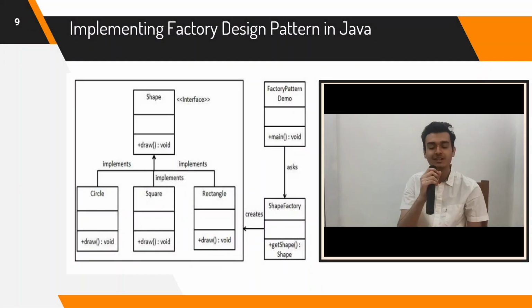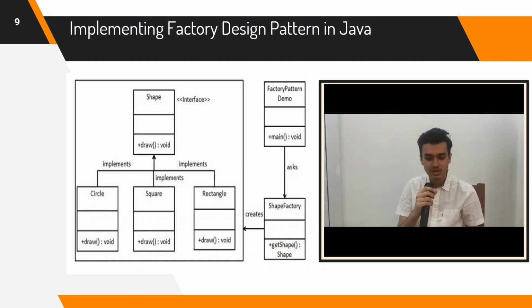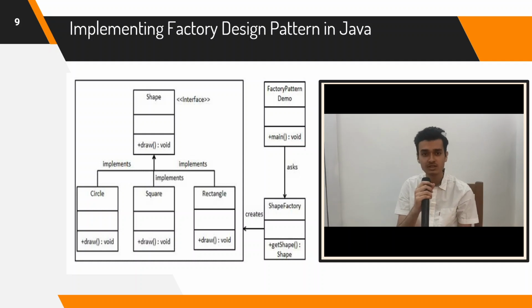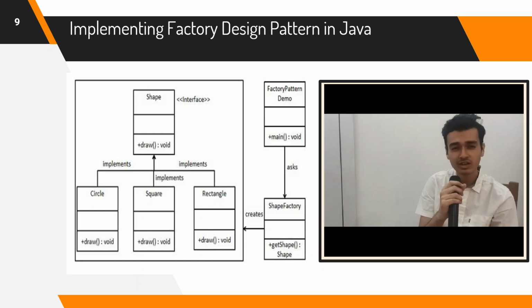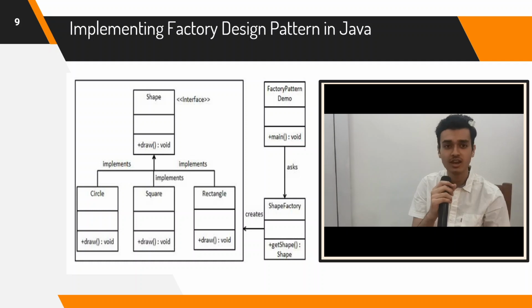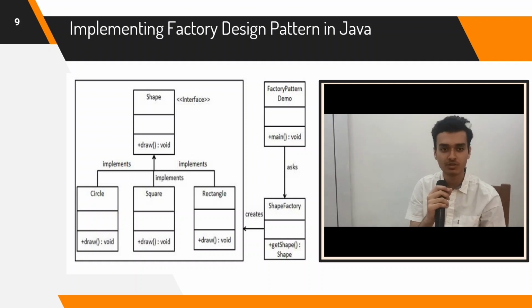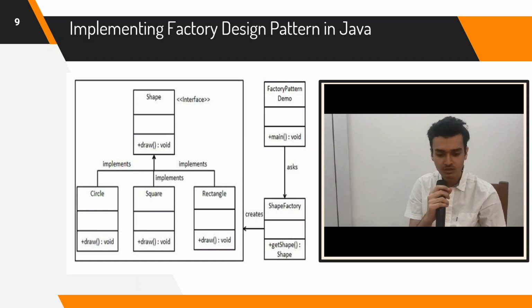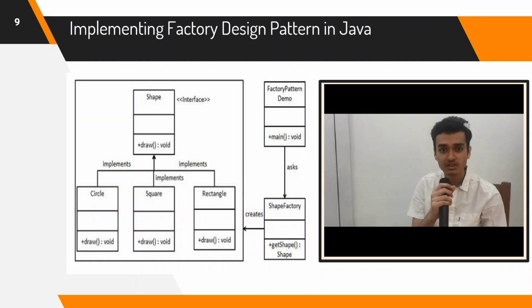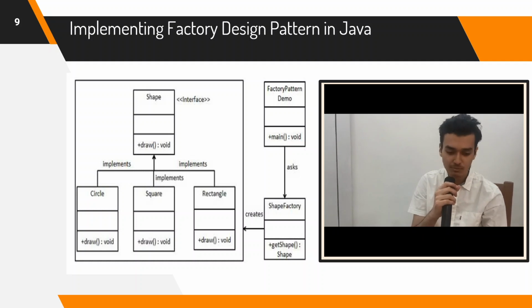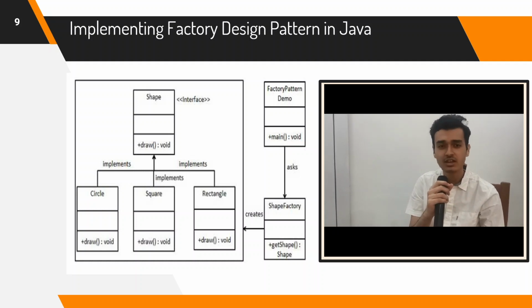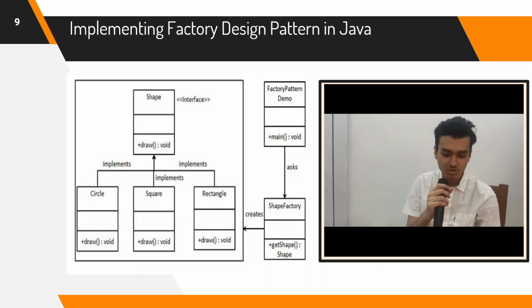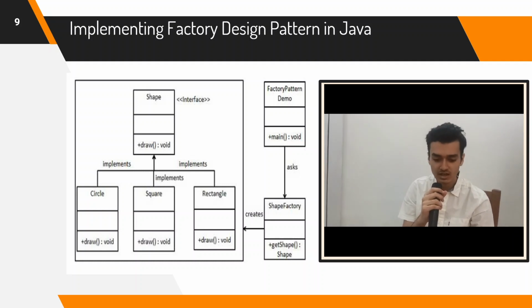Let's implement the factory method. Now, first see the concept. We are going to create a Shape interface and we are going to create three concrete classes Circle, Square and Rectangle implementing the Shape interface. Now, we create a FactoryPatternDemo class that will use the factory class ShapeFactory to get the Shape object, and it passes information from these concrete classes to the factory class to get the type of object it needs.